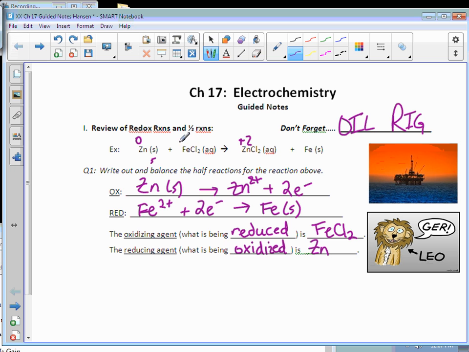So right here, the iron is a +2. And then over here, it's in its elemental state, so it's going to 0. So it is gaining electrons. So that's our reduction.